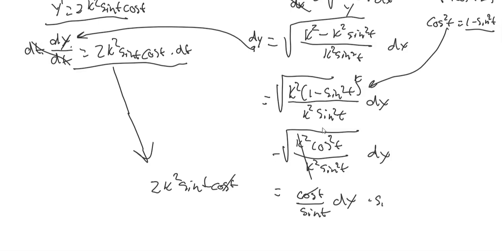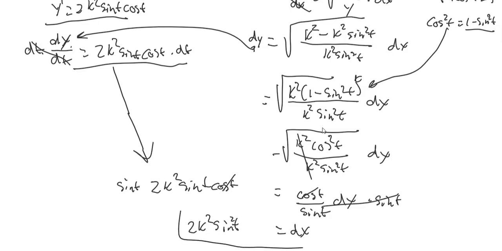And then we multiply sine of t to both sides. That cancels out, and that leaves us with dx is equal to 2k squared sine squared of t. And that's part B. Alright. Oh man, that was a mouthful. We're not done yet. We're kind of close.